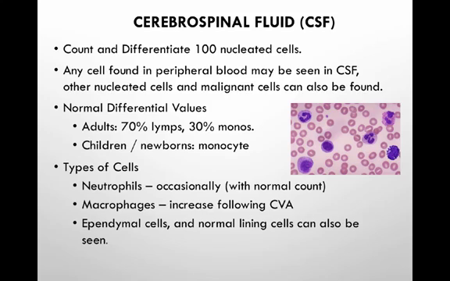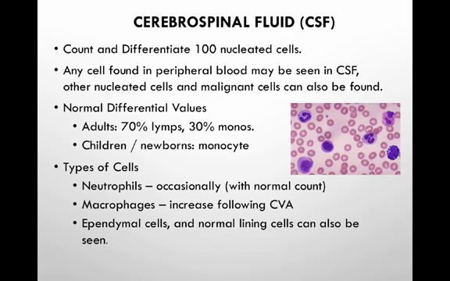Any cell found in peripheral blood may be seen in CSF as well, as cells from the tissue forming the membranes. So typically you are going to find lymphocytes, perhaps a few monocytes, macrophages, a rare neutrophil in normal patients. The published normal CSF differential values for adults are 70% lymphs, 30% monos, while children and newborns should only have monocytes.